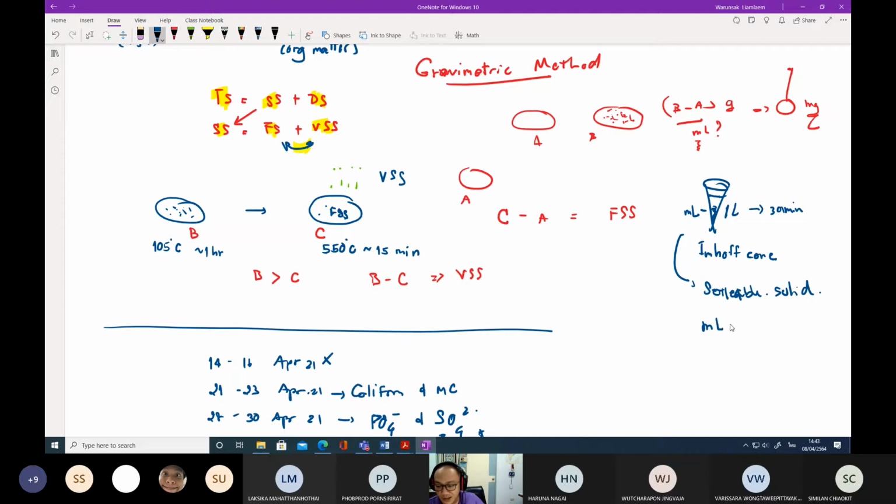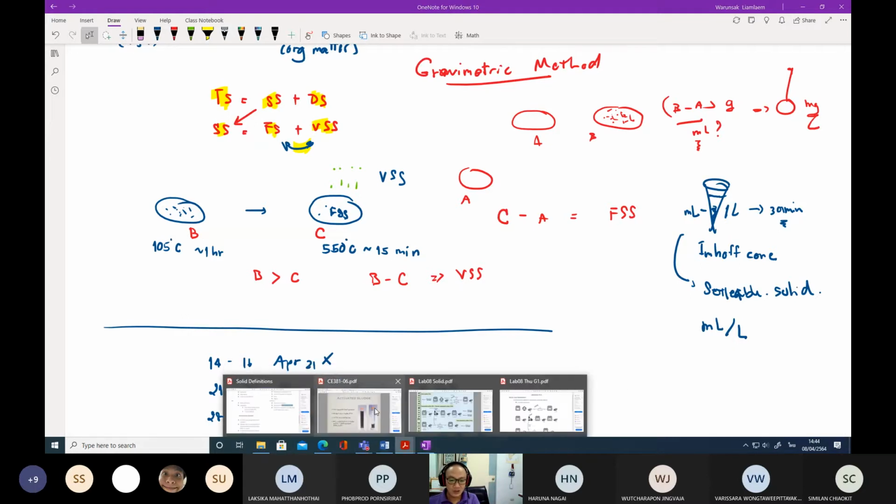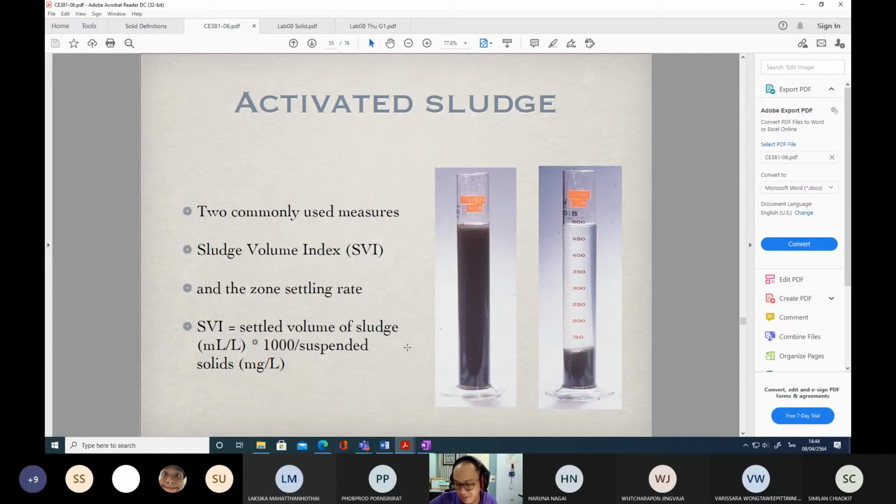Settleable solids are reported in terms of milliliters per liter. So just leave it for 30 minutes, and after 30 minutes, record the value in milliliters per liter. Okay. We measure it, and then this information we can use to evaluate the performance of the aeration tank. So we will discuss this again in the next chapter.